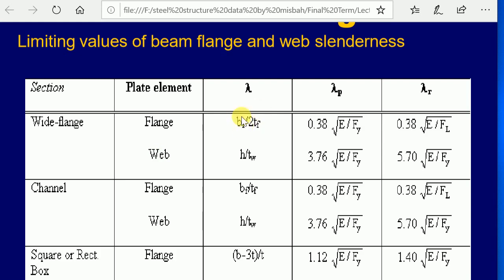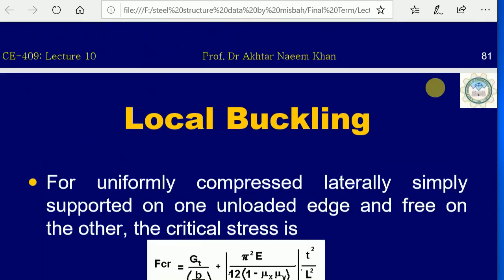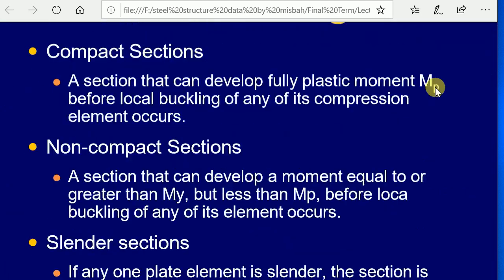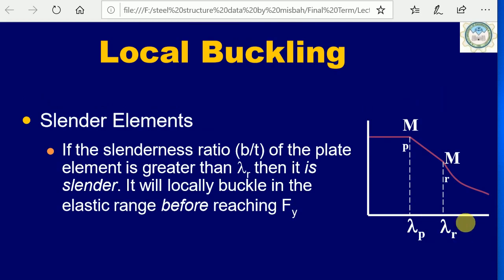Now, these are the limiting values, that is lambda p and lambda r. These are the limiting values which make a section compact or non-compact. You see here, if your lambda is increasing, this means you are going towards the inelastic and elastic region. If your lambda is less than lambda p, this means you lie in the plastic region, which means the moment capacity of the section will be MP, and the section will be a compact section.